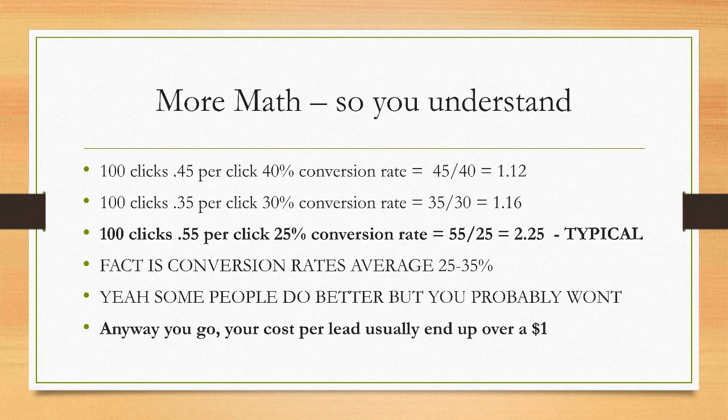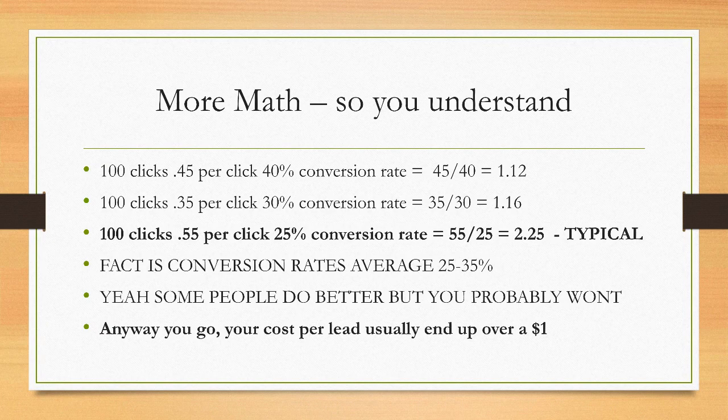So whatever it costs for a lead, double that price, and that will give you an estimate of what your engaged leads are, if you're good. The fact is conversion rates average 25 to 35%. So the $55 for 25 leads on 100 clicks is really the typical story. Yeah, some people do better, but you probably won't, okay?